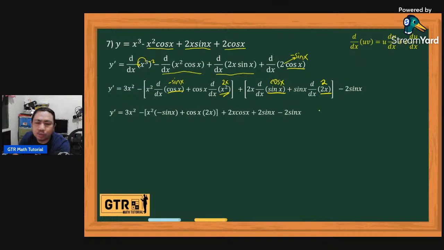Just copy minus 2 sine x. So to simplify, we can combine like terms if there's any. So 2 sine x minus 2 sine x, that is equal to 0.